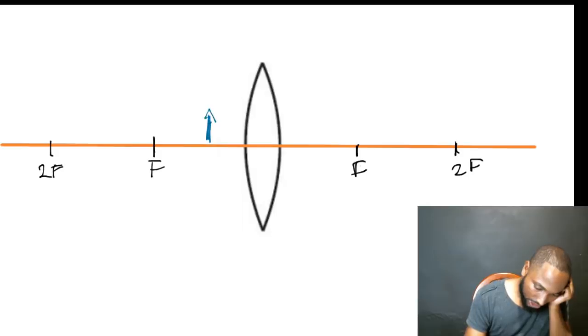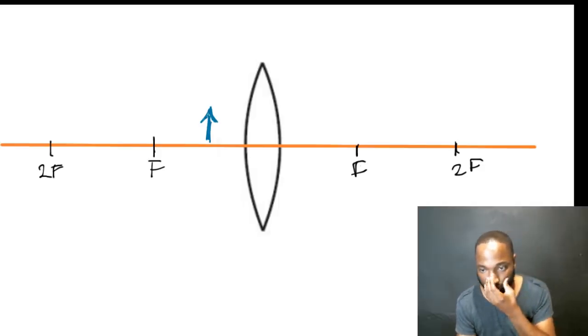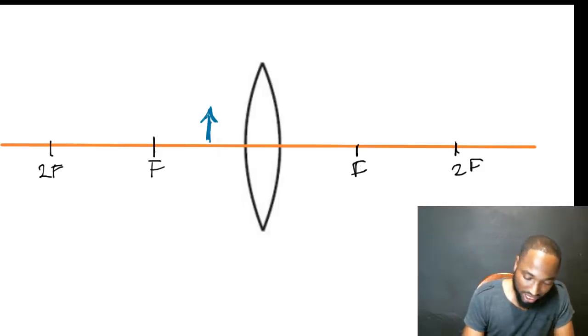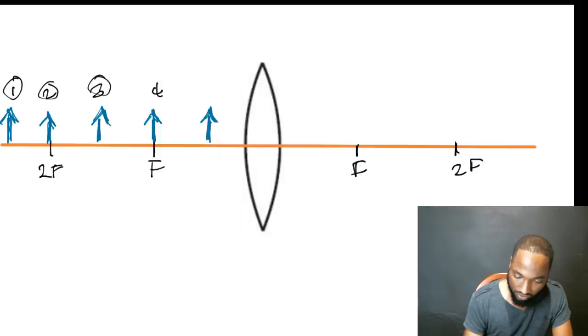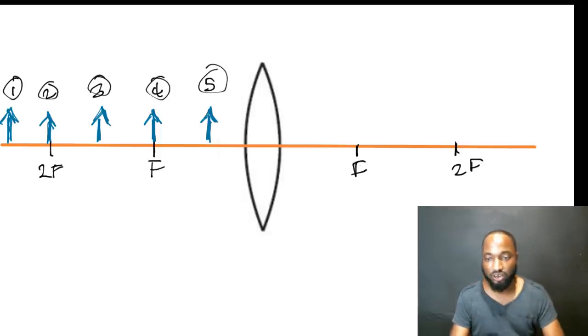What if the object is in front of the focal point? That's one situation. You have a next situation if it's on top of the focal point. You have a next situation if it's in between the focal point and 2F, this is like the sweet spot. You have a next situation if it's on top of 2F, and you have a next situation if it's past 2F. 1, 2, 3, 4, 5 situations with the convex lens.